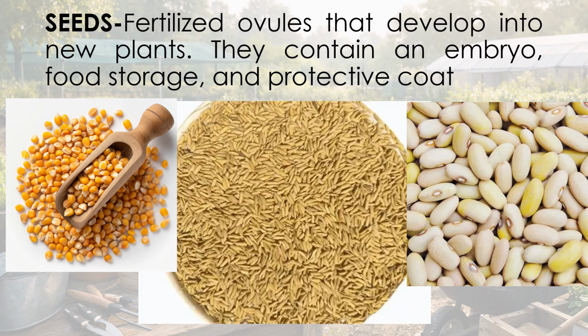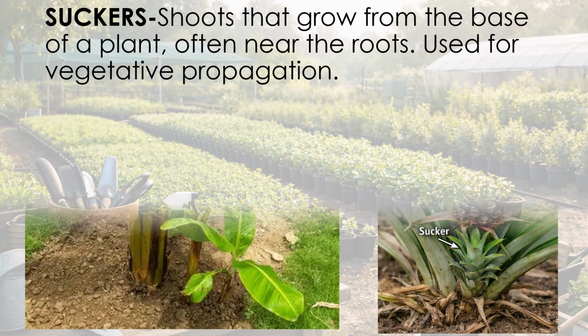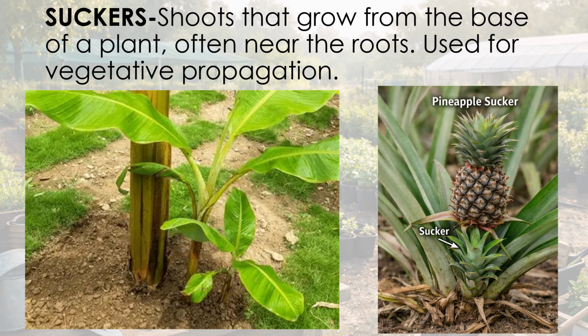First on the list, we have seeds. Fertilized ovules that develop into new plants. They contain an embryo, food storage, and protective coat. We have here examples like corn, rice, and beans. Next, suckers. Shoots that grow from the base of a plant, often near the roots, used for vegetative propagation. Examples here are bananas and pineapple, which are propagated using suckers.